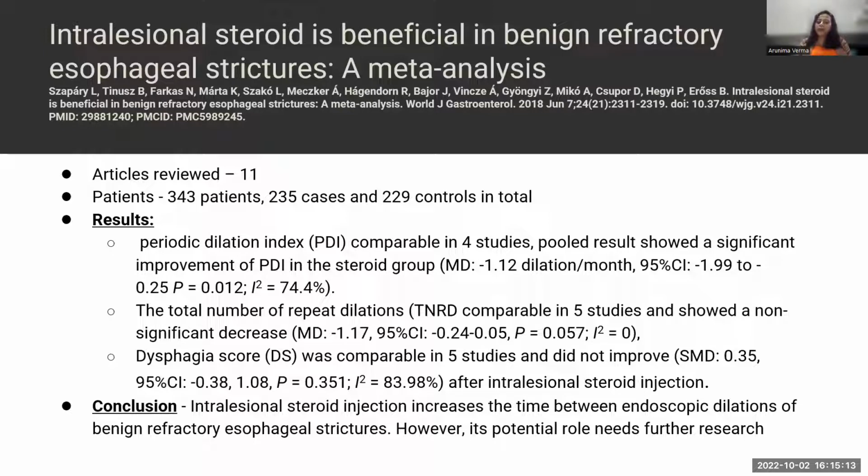In them, the periodic dilatation index was compared in 4 studies, and it showed a significant improvement of the periodic dilatation index in the steroid group. However, the total number of repeat dilatations was comparable in 5 studies and showed no significant difference in the others. The dysphagia score was also comparable in 5 studies and did not improve in the rest after these injections. So the conclusion was that intralesional steroid injection increases the time between endoscopic dilatation of benign refractory esophageal stricture. However, its potential role needs to be further evaluated.